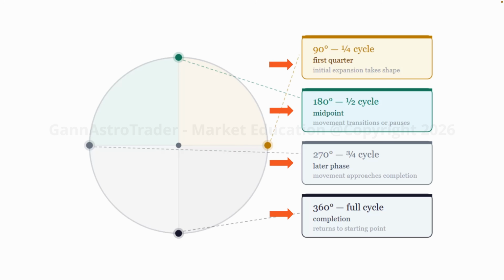At 180 degrees, the cycle reaches its midpoint, a stage where the movement often transitions or pauses. At 270 degrees, the cycle moves into a later phase, where the movement begins to approach completion. And at 360 degrees, the cycle is fully complete, returning to its starting point. These angles act as structural markers, helping us understand where the market stands within its cycle.